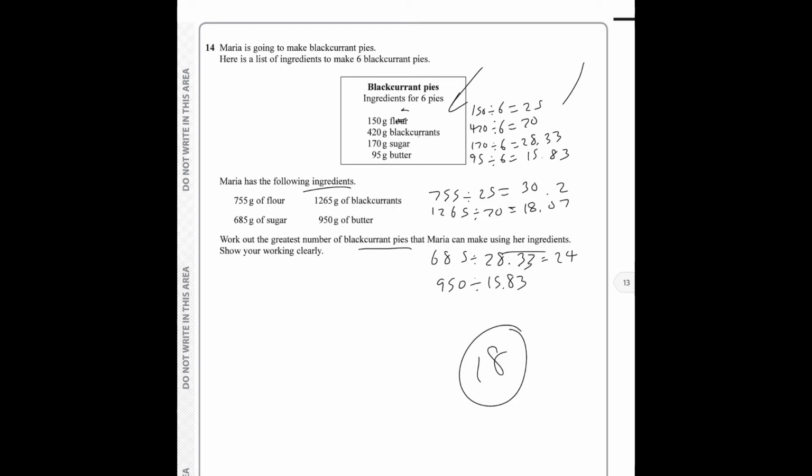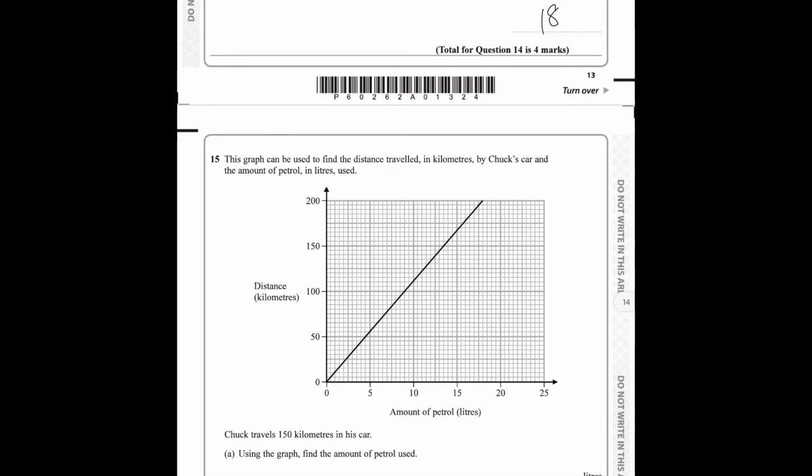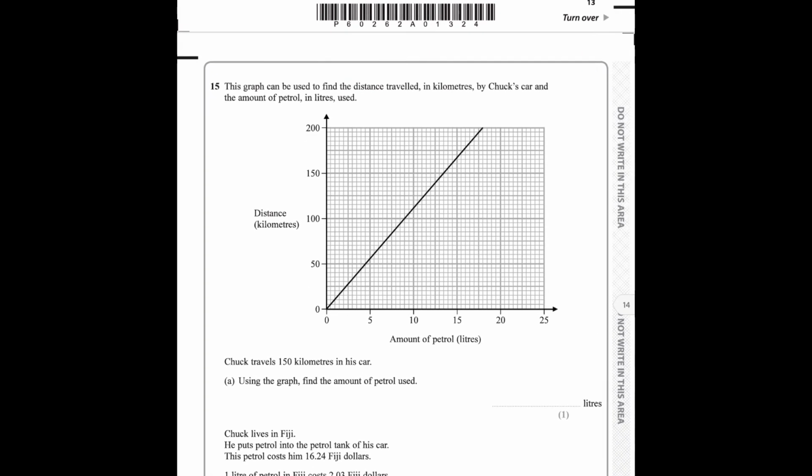The possible values that can be made is 18. Based on that, you're just going to calculate the values, and 18 should be an okay answer for this question since it's 18.08. Alright, so on to the next question. In Q15, the graph: find the distance Chuck travels, 150 kilometers.